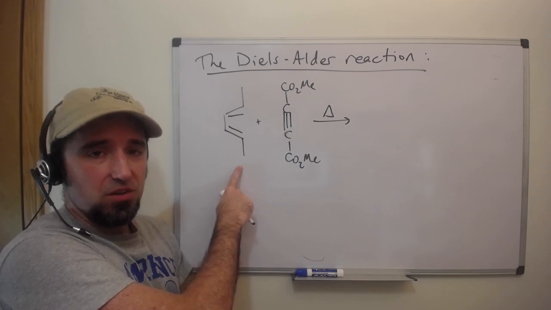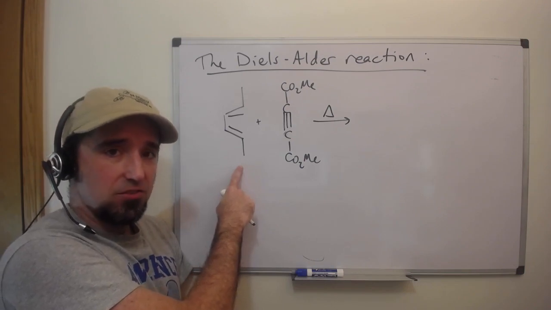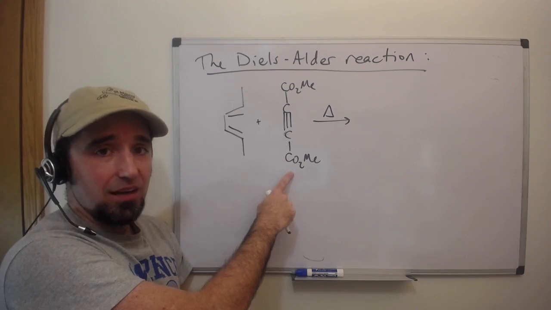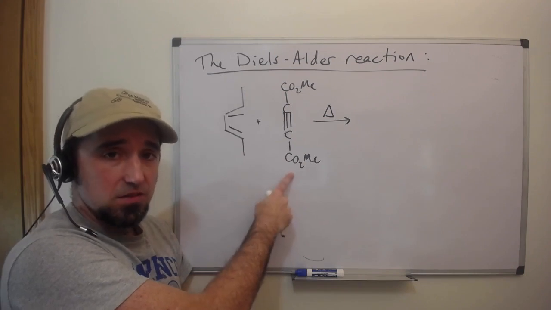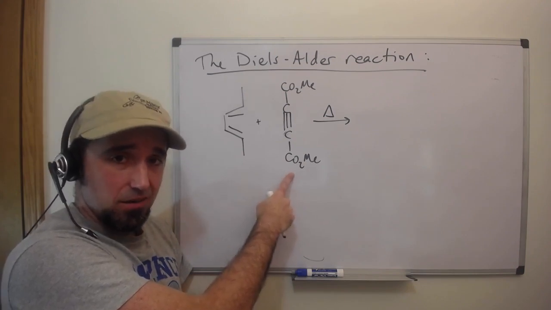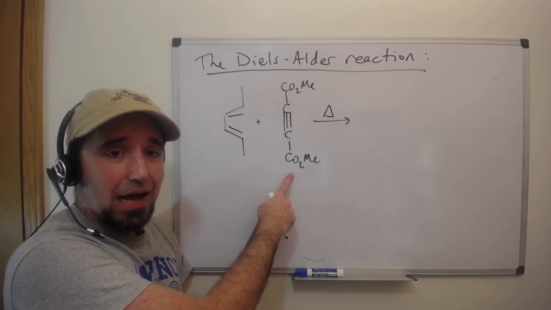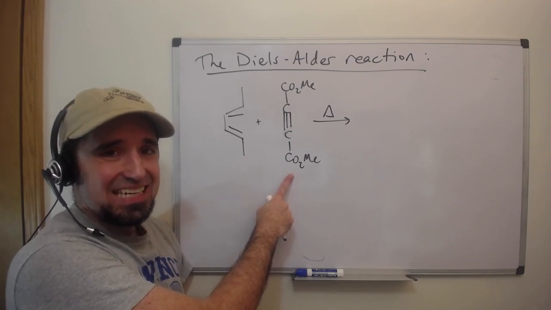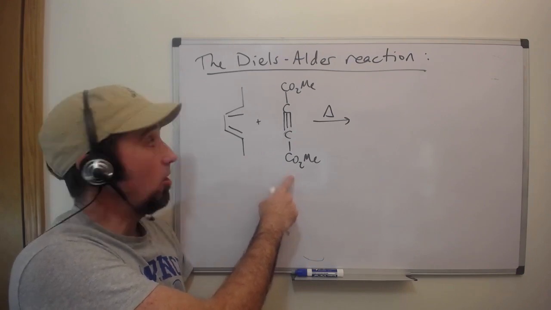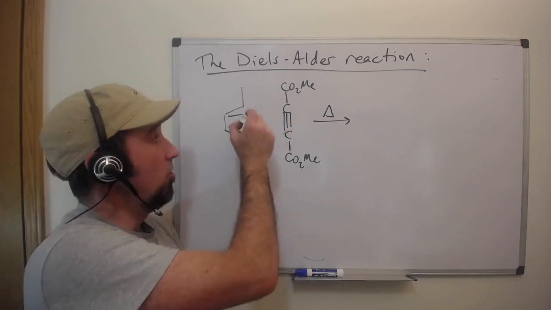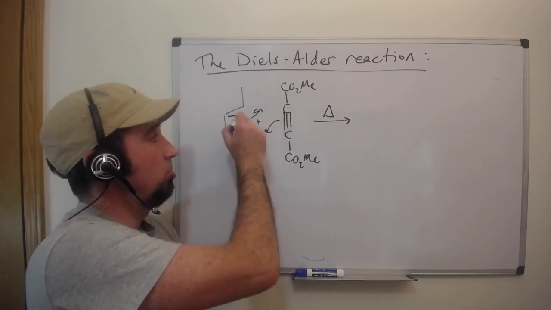Here's another example of the Diels Alder reaction. Here I've got a trans-trans diene, and here I've got an alkyne this time. So the alkyne is different than the alkene, but it still has a pi bond that can act as a dienophile. So 2, 4, 6, arrow pushing, bloop, bloop, bloop.